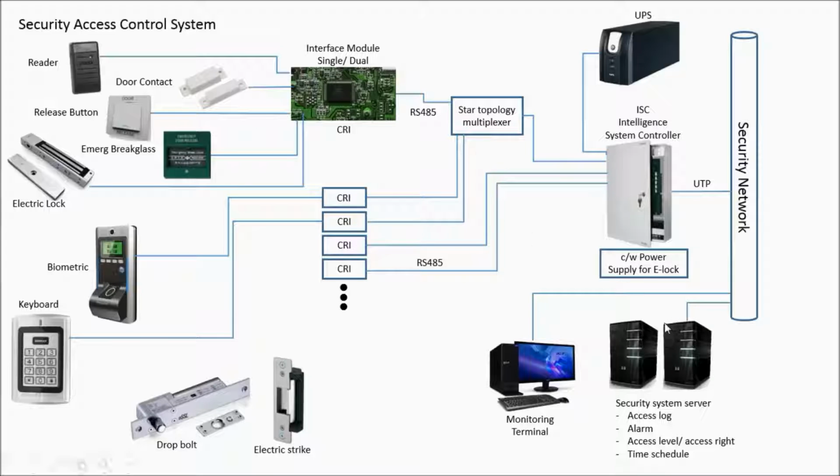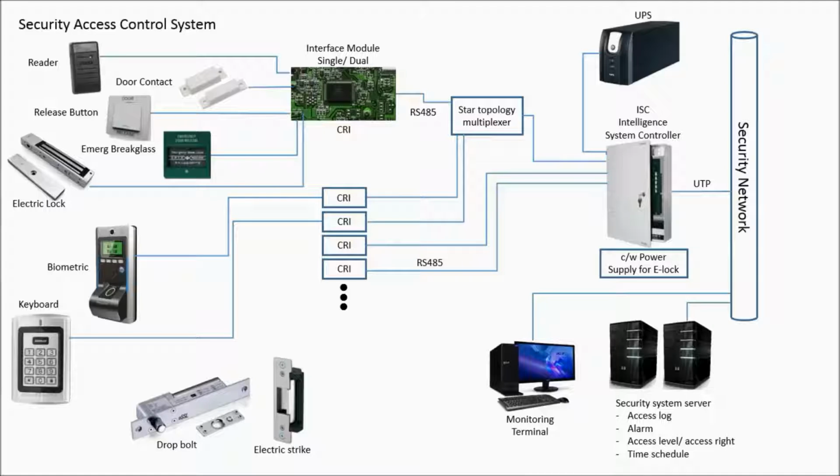All the access log, alarm, access level, and access right door time schedule will be stored in the security system server. The time schedule of the doors means, for example, in the office hour, the door will always open, and the door will be locked after the office hour. In case there is any network interruption, the data shall be temporarily stored in the system controller. And the system operator should have a monitoring terminal inside the security room to monitor the status of the system, to see in case there's any alarm.